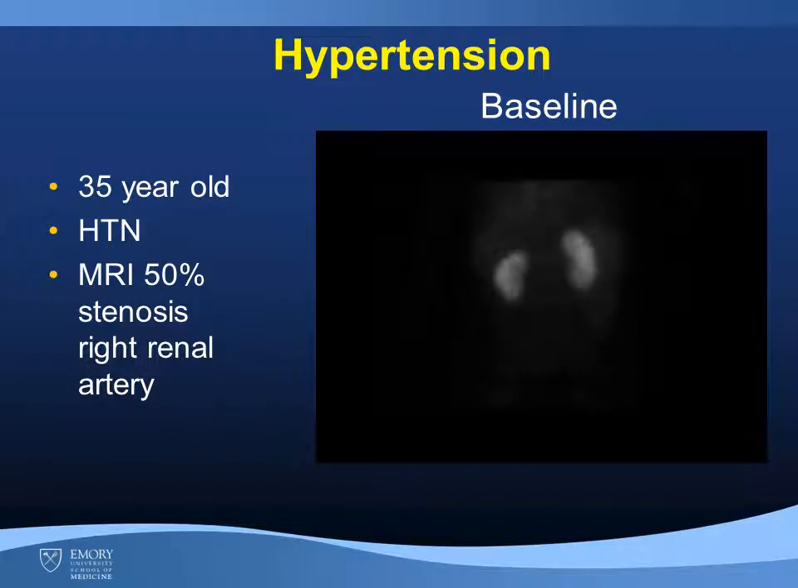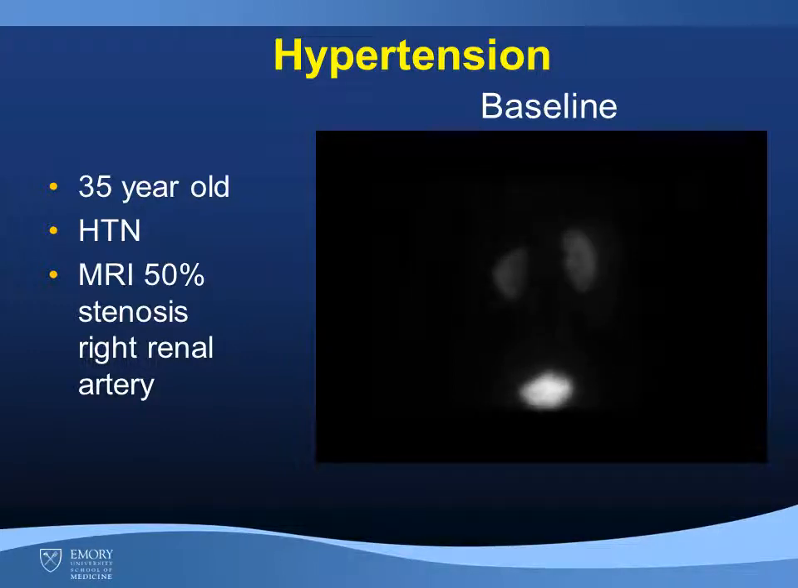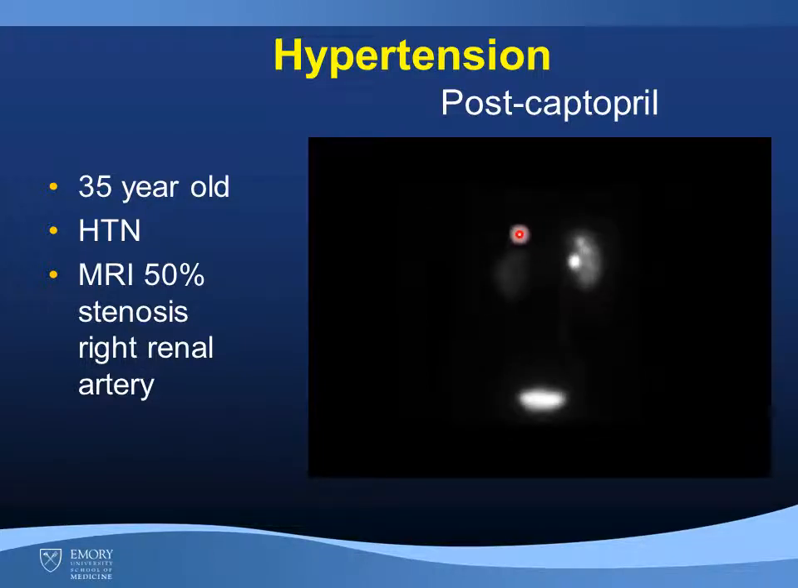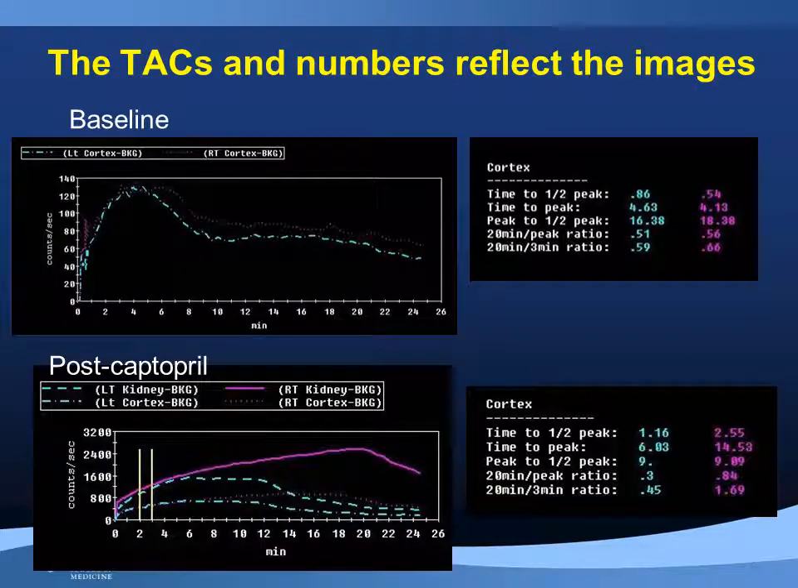So let's look at a case. 35-year-old, hypertension, MR showed 50% stenosis of the right renal artery. Is it significant? Let's look at our dynamic images. First at baseline, uptake, excretion, and emptying. So that's nice. Now let's look at our post-captopril imaging. While there is still uptake, excretion, and emptying on the left, there is now radiotracer retention on the right. And this is reflected by our time activity curves and numbers.